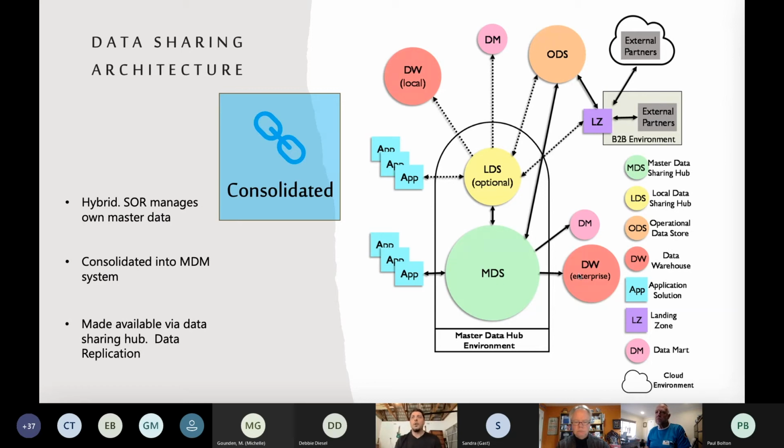This picture here comes from the DMBOK. It is a fairly full application of this idea. We've got the master data management system in the middle here, and you can even go into smaller areas like local data sharing hubs that serve different applications, or you can just have one. Again, don't get too fussed about it. The idea is that somewhere in the middle, you're going to have a system that manages your master data, and its responsibility is to share it to whoever needs it. Okay.